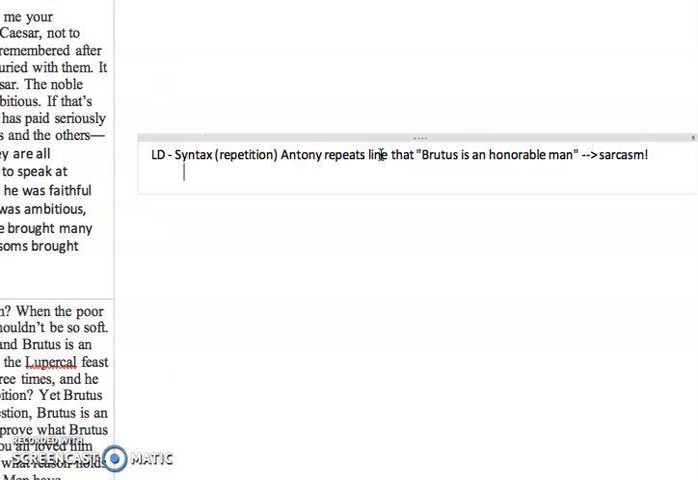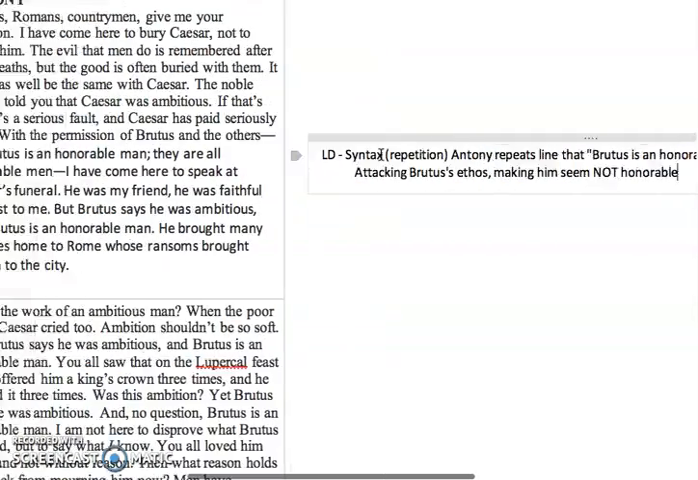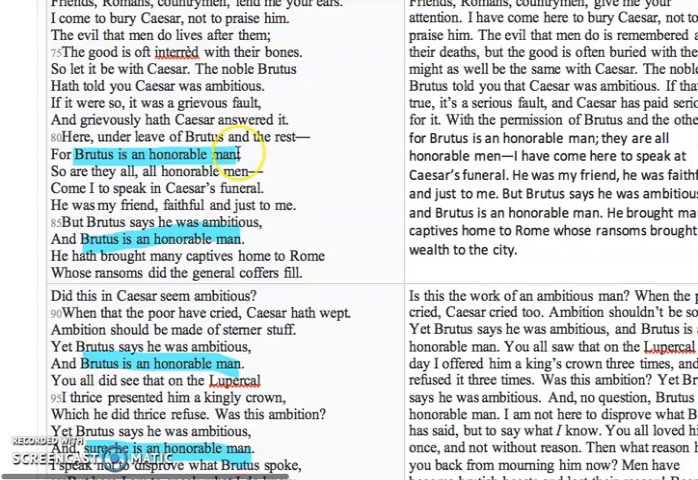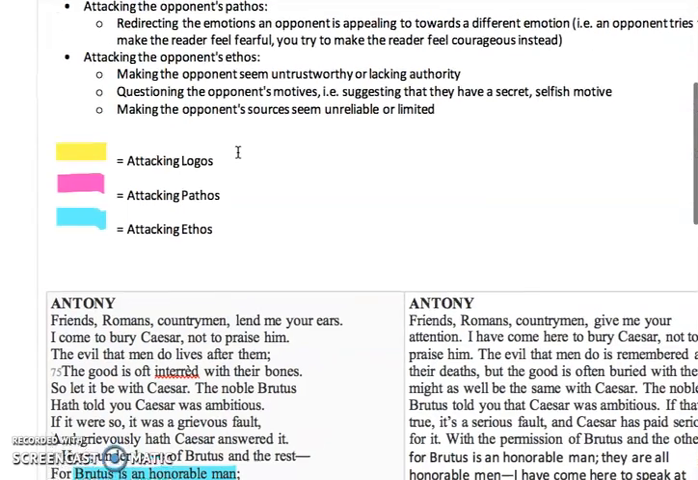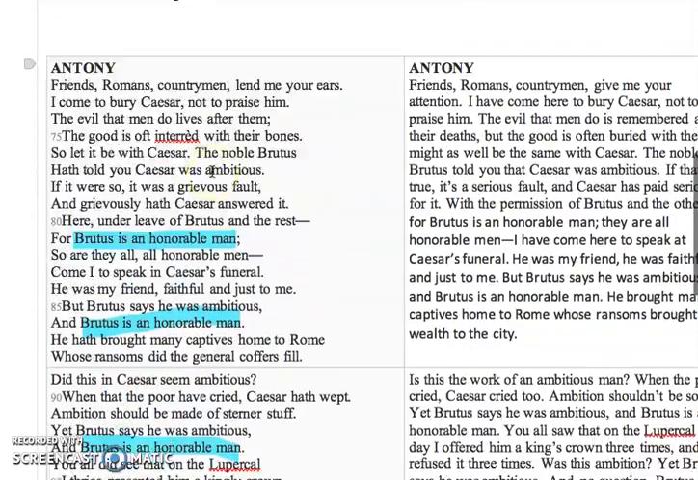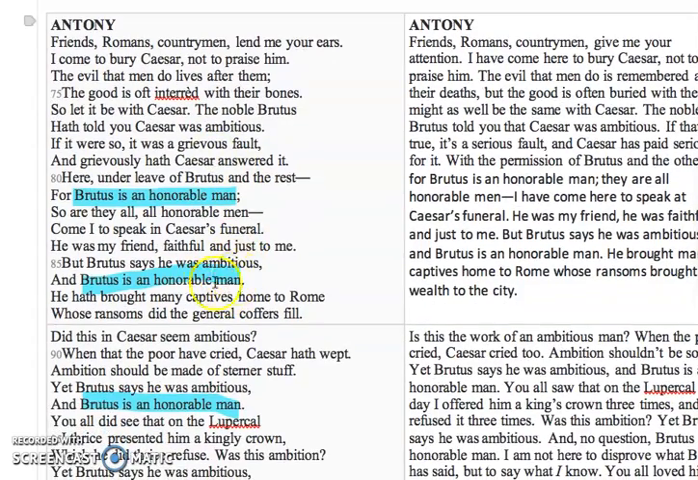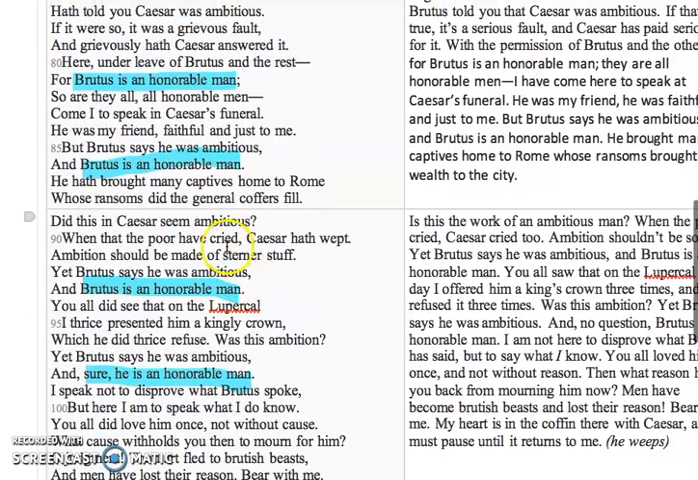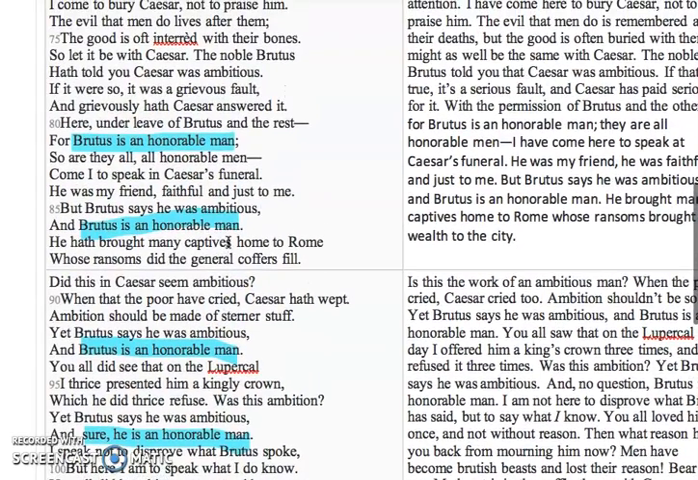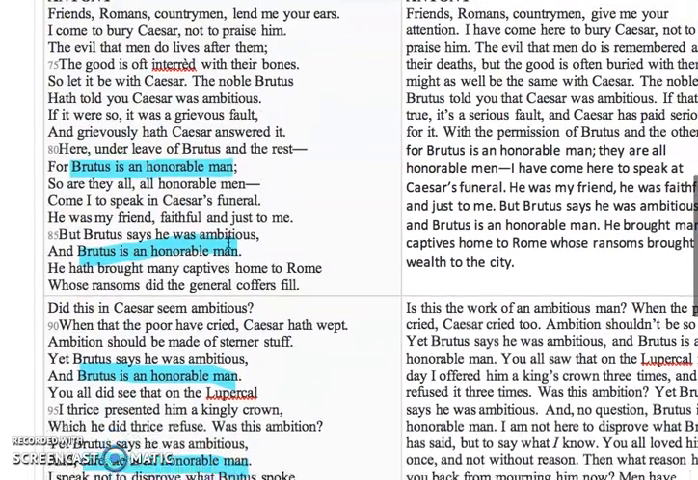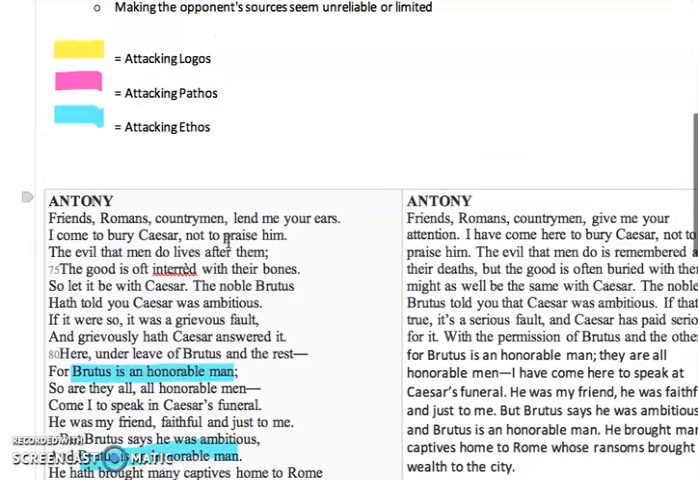And so what he's doing right here is attacking Brutus's ethos, making him seem not honorable. And he's doing it in a very subtle sort of way. He's not straight up saying Brutus is dishonorable to attack his ethos. He's actually just repeating it so much with so many bad things around it that it makes it pretty clear that the plebs should notice themselves Brutus is not all that honorable.